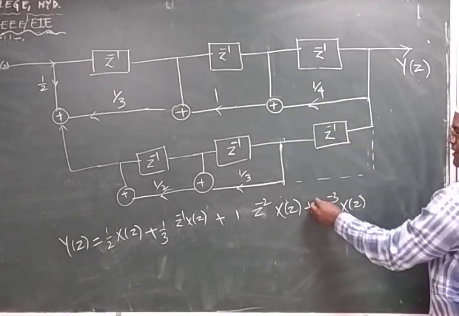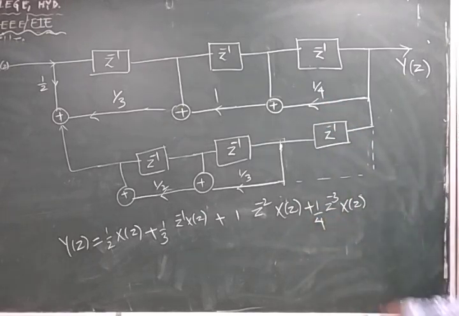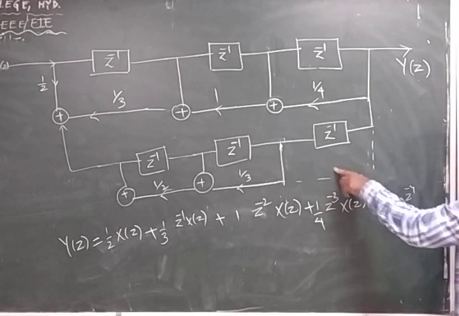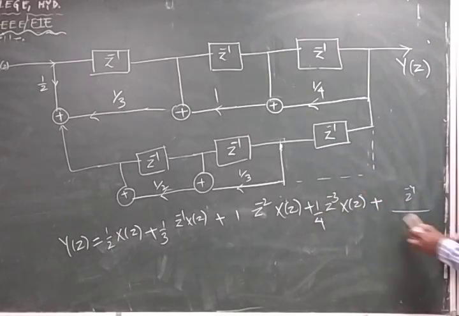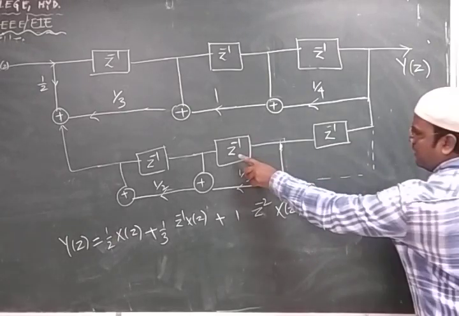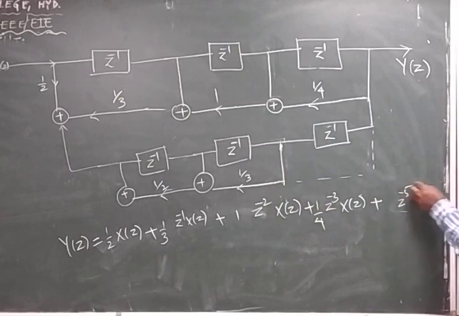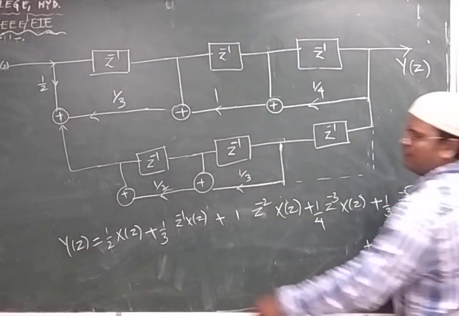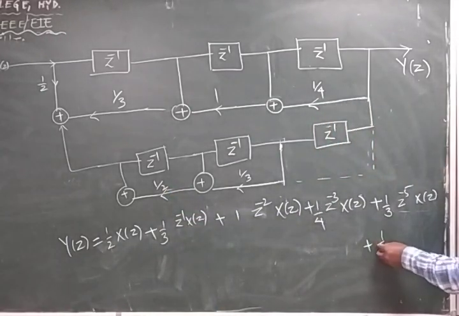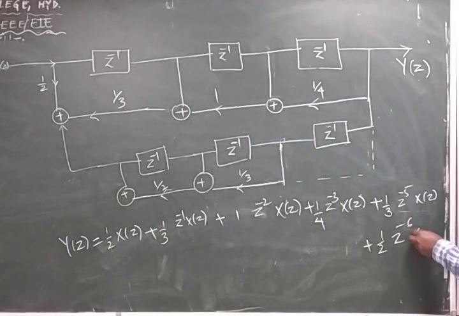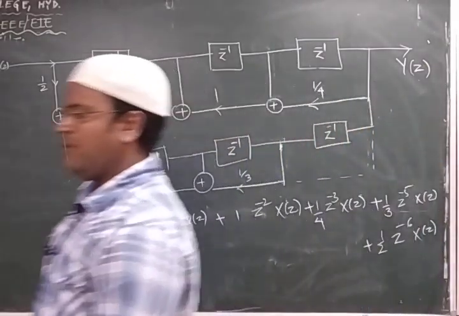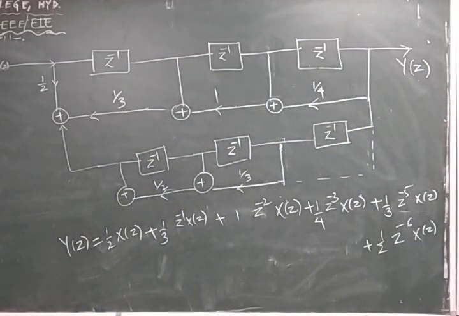What is the multiplying factor here? It is 1 by 4 plus, if at all you do have z power minus 4, you need to write this somewhere in this. Since we don't have it, z power minus 5 we are not writing, we are mentioning directly z power minus 5. So z power minus 5 x of z into 1 by 3 plus last factor is 1 by 2 z power minus 6 into x of z is equals to y of z. This is the way the given condition problem can be solved.